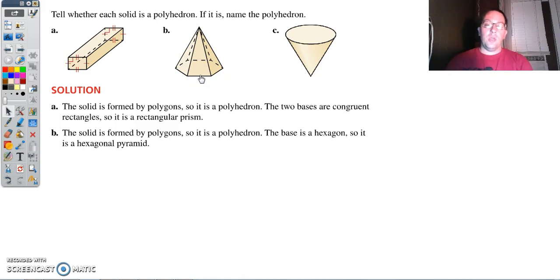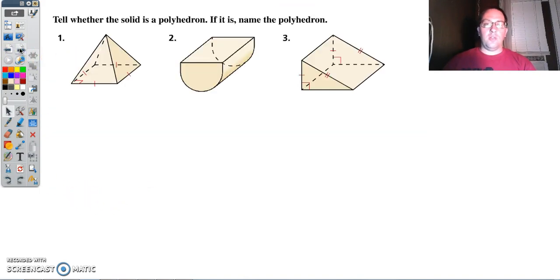All right. Question C, it has curves, not a polyhedron. All right. This is a cone. It has a circular base and one curved surface with an apex. Cone, not a polyhedron. I want you to answer those same questions for these three here. Is it a polyhedron? If so, what's its name?